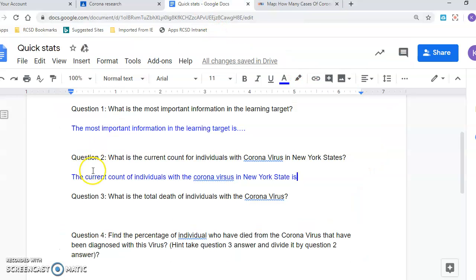Okay, so what was it again? Current count of individuals with coronavirus. Now yours is going to have a different number. You've got to do your own research. If you use this number, it's not going to count because it's not going to be the same day, unless I look at when you submitted it and you submitted it before I made the video.